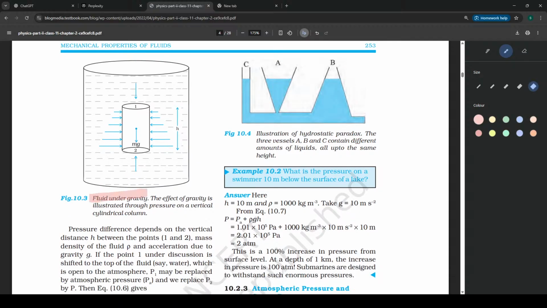Okay, fluid under gravity. The effect of gravity is illustrated through pressure in a vertical cylindrical column. This whole thing is a container containing water, and we consider a cylindrical element of the water here. This element is in perfect equilibrium because there is no motion of water. The water inside the container is at rest, so the part of the water we consider as this cylindrical element must also be at rest, or in equilibrium.